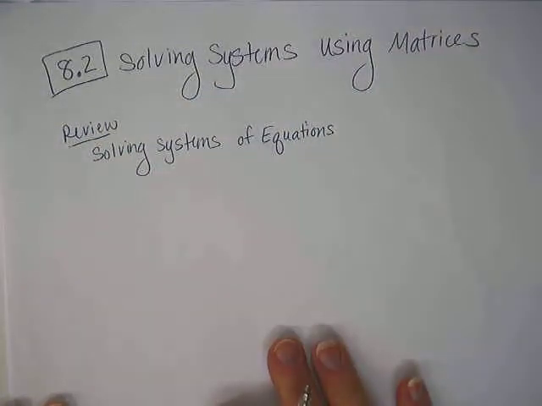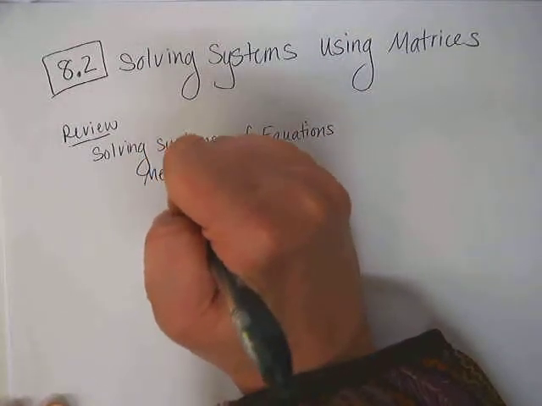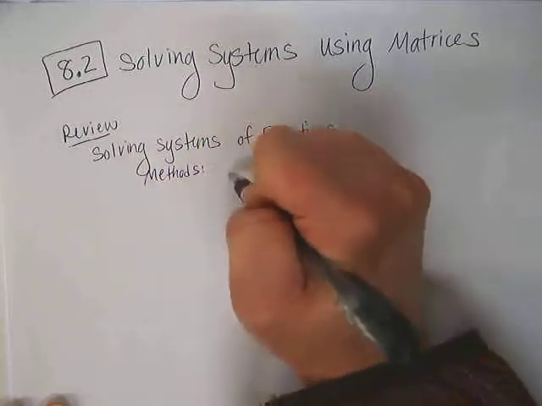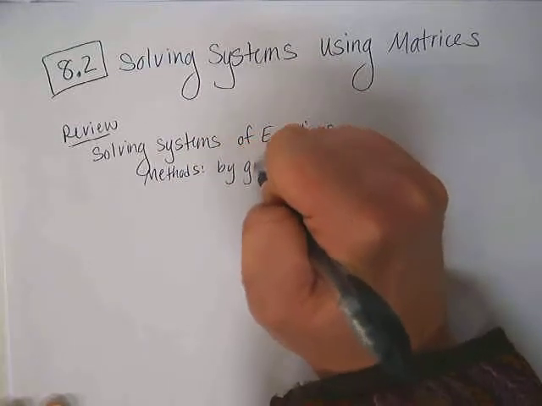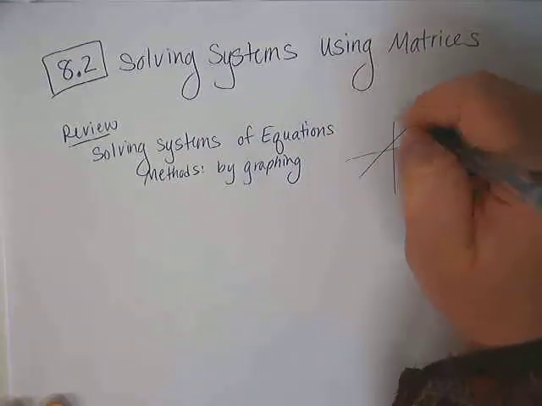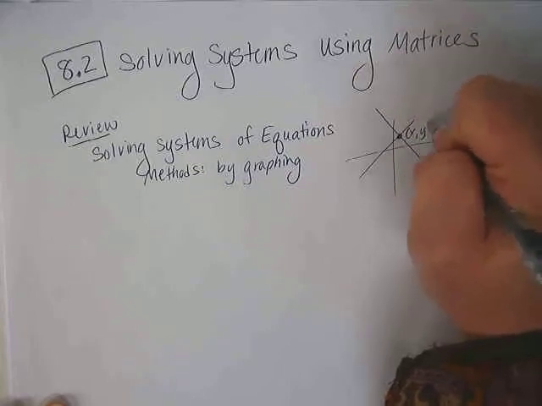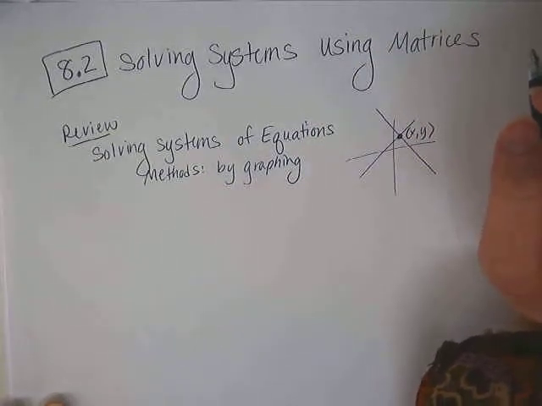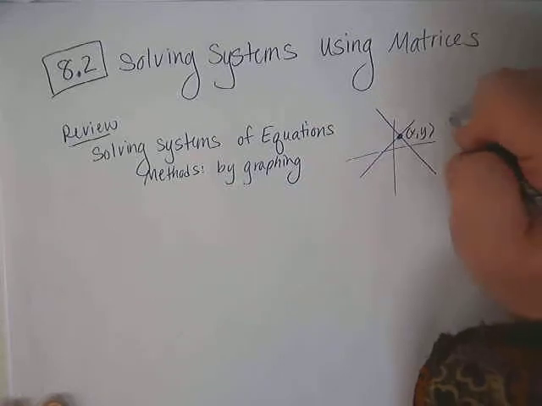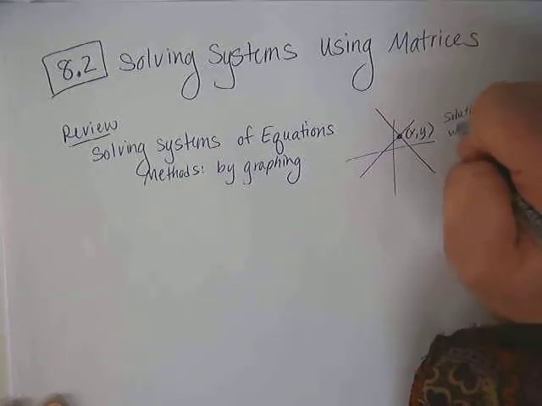So far you probably have learned these methods of solving systems. They're solving by graphing. Solving by graphing would mean that you graph the equations and you see where they cross, and the solution is the x, y points where they cross. Do you remember ever doing that? The solution is where they cross.